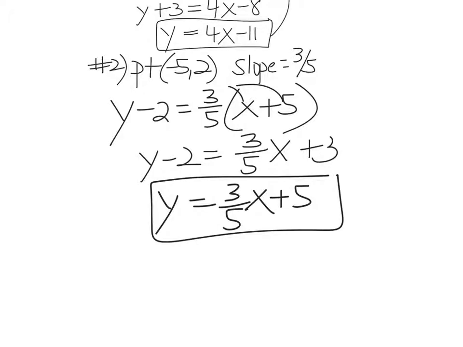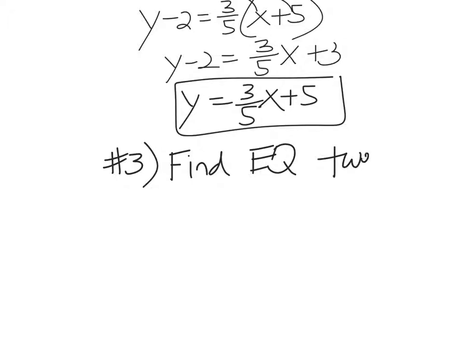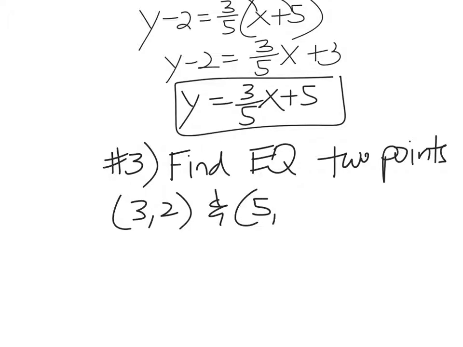All right, so now let's change it up. Instead of me giving you a slope and point, I'm just going to give you 2 points. Find the equation of the line given 2 points. There's really just one extra step in this problem than what we've been doing. So here are the 2 points, (3, 2) and (5, 8). We know that 2 points determine one specific line, and we're going to find the equation of that line.